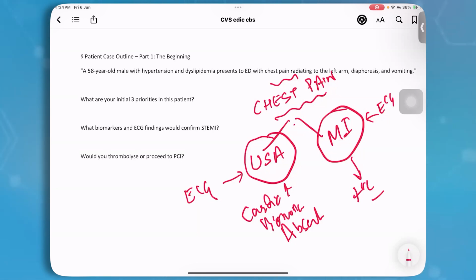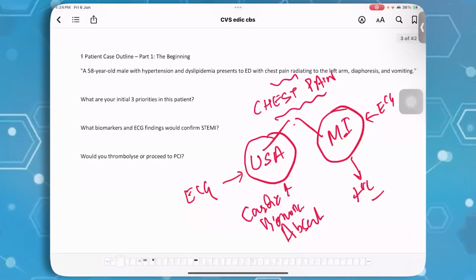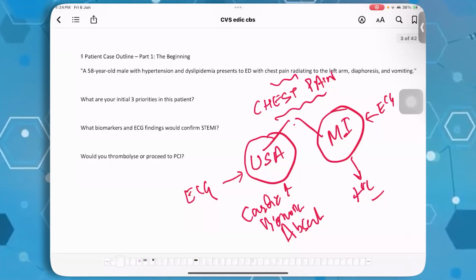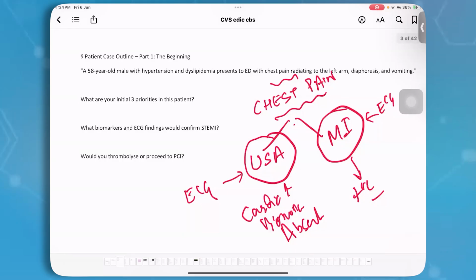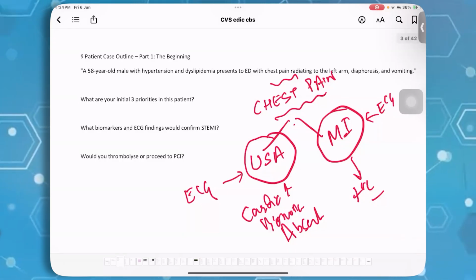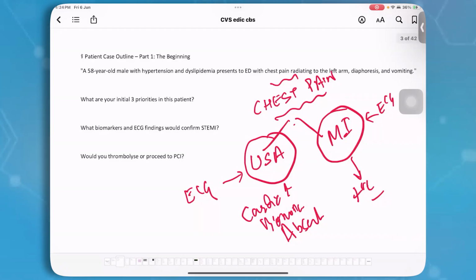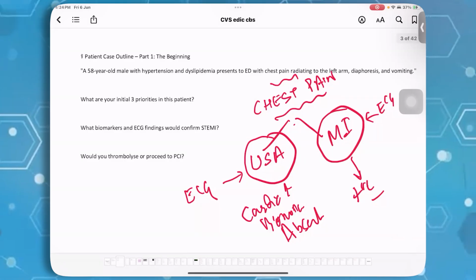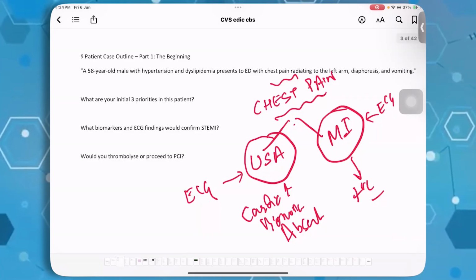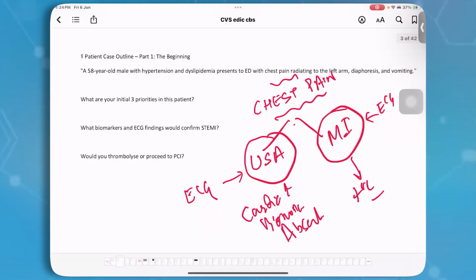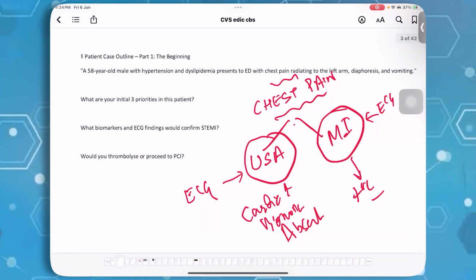If the patient has an ST elevation MI, then you would consider thrombolysing the patient if the nearest PCI center is 120 minutes away. So you will thrombolyse. In case you have a system in your own hospital, then you do a primary PCI.